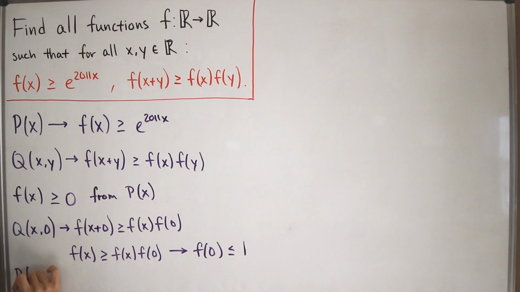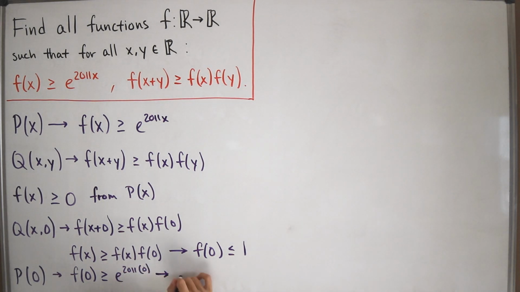So P(0) then implies f(0) is greater than e to the 2011 times 0. That has to further imply that f(0) is greater than e to the 2011 times 0, which is 0, and e to the 0 is just 1. So that means it's greater than or equal to 1.